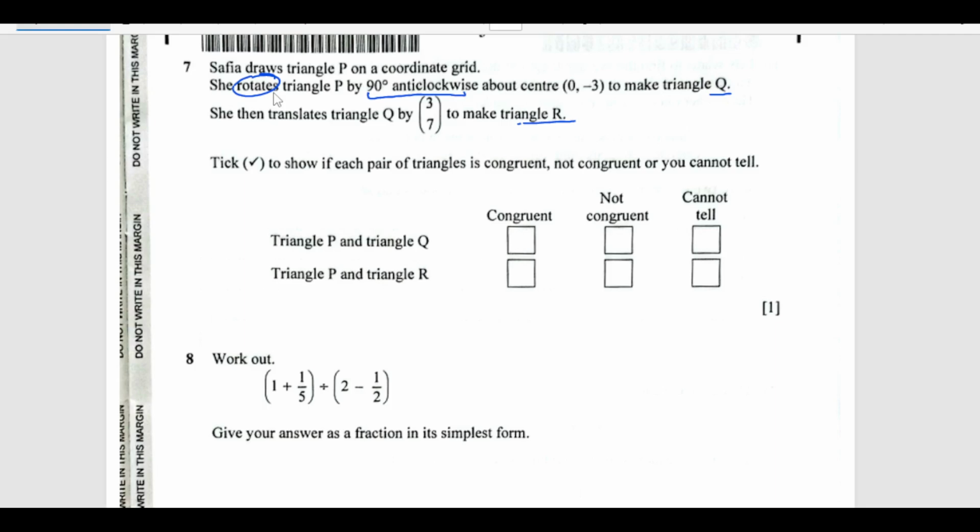That means the triangle is not going to change at all to make triangle Q. So, there is no change in size, right. Then she translates, the same triangle is translated. So, again there is no change in the size. It is only changing its position. So, that means the triangles will remain congruent, P and Q, P and R, because there is no change in the size. Size only changes when there is a stretch.